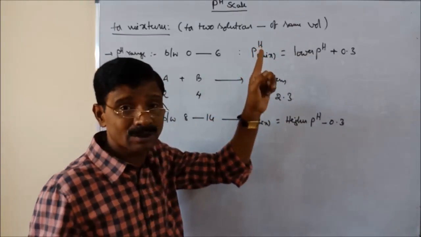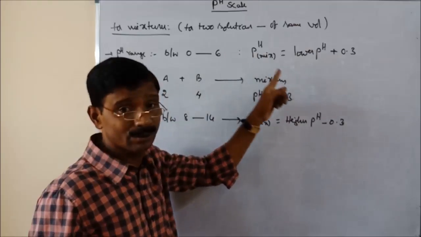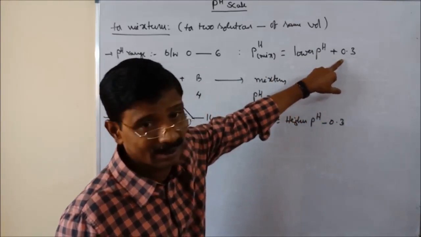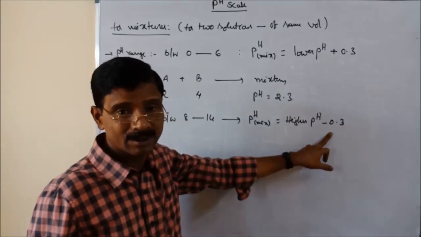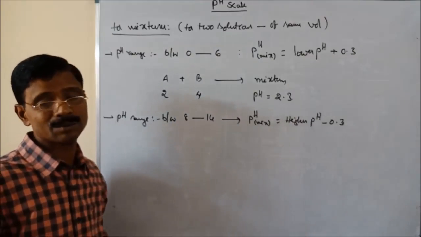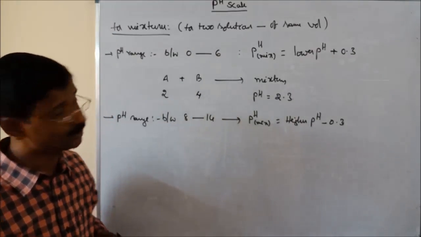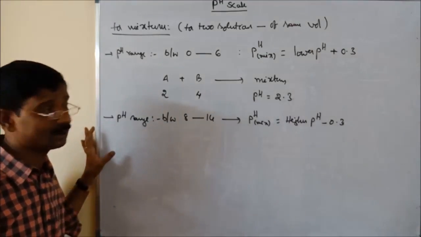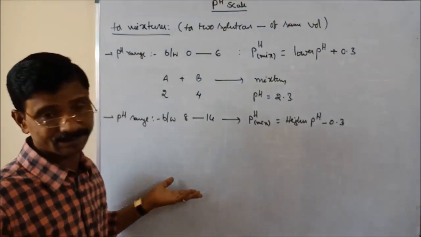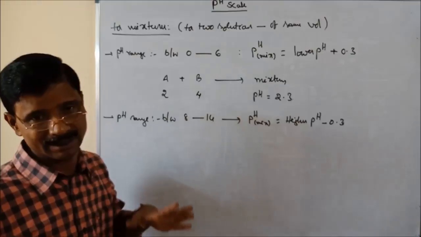Especially for this concept, for two solutions we are adding 0.3. Suppose if you mix 3 solutions, 0.45. 4 solutions, 0.6. So for 2 solutions it is 0.3. Here also the same thing. If you are mixing 3 solutions of the same volume, it becomes plus 0.45. Here it becomes minus 0.45. So like that you have to remember this concept. Therefore instantly you will get an idea regarding the pH of mixtures.